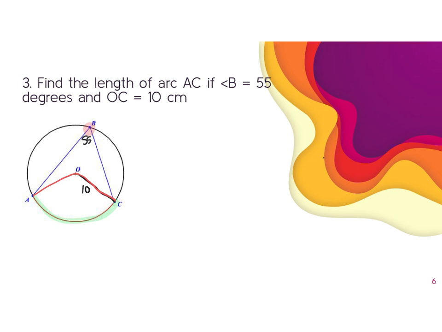So we're going to do 55 times 2 to get 110. And that is the theta we're going to use out of 360. 110 over 360. Our diameter is going to be 20 because 10 times 2. Now we can do some simplifying. We have 11 over 36 times 20 pi. So 11 times 20 divided by 36. We get about 6.1 pi.